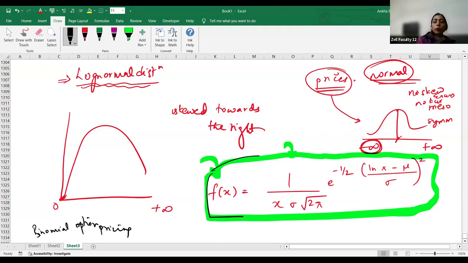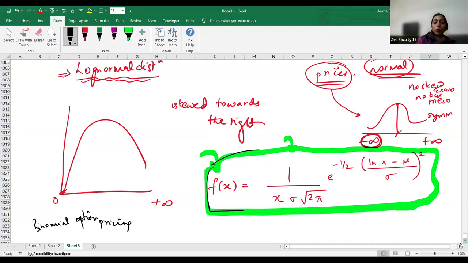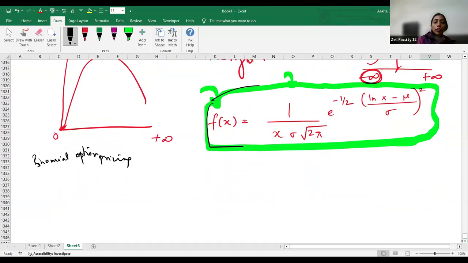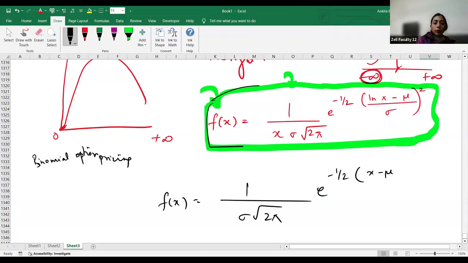If I want to show you the function for normal distribution, how does it look? So you would be able to distinguish. Everything is the same: 1 divided by sigma square root of 2 pi. Here I do not have x. Here I have e to the power minus half, now x minus mu divided by sigma, which is your z, and square of that.